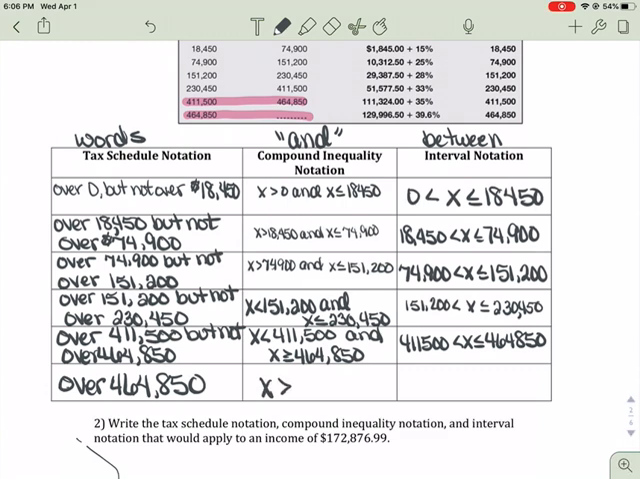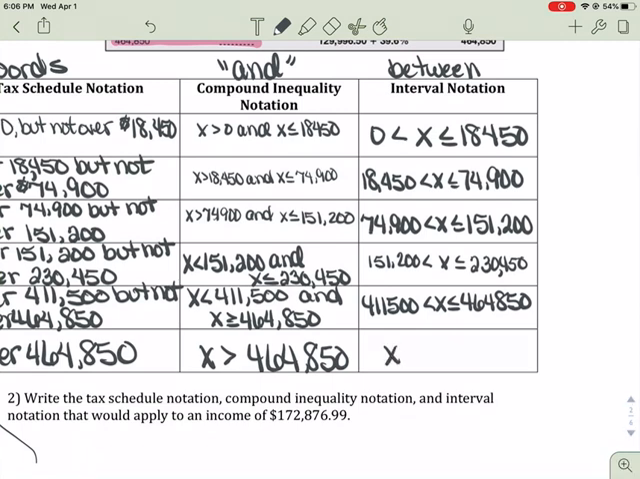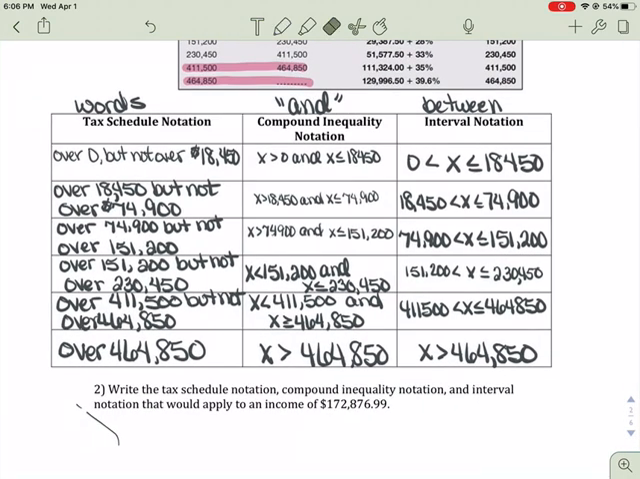X is greater than 464,850. And then again, X is greater than 464,850. Okay. All right, so let's try this one.